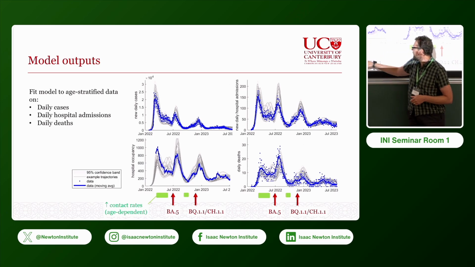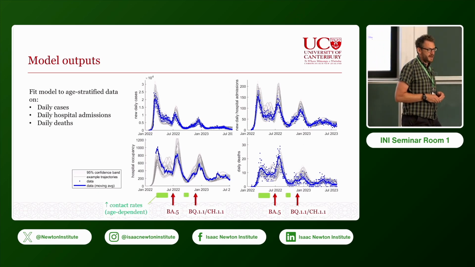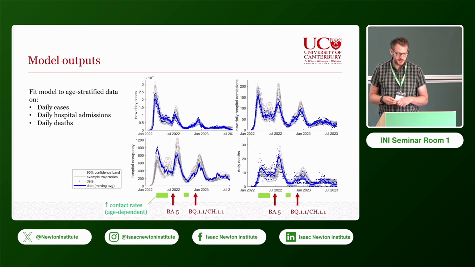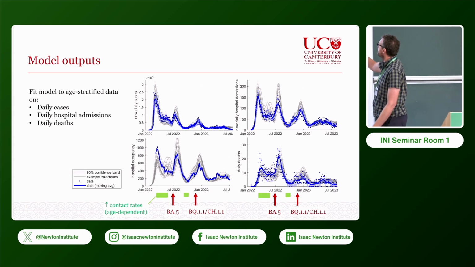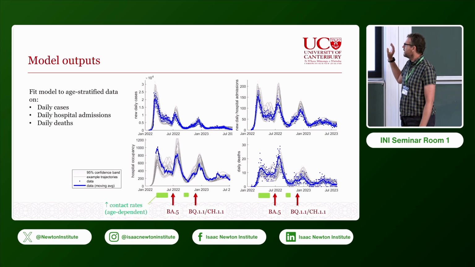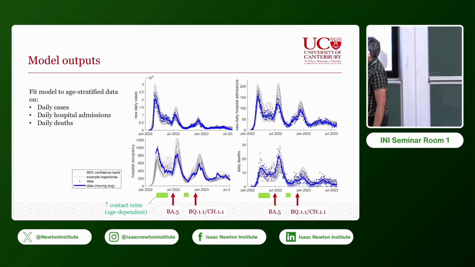And then also a couple of new variant effects, the main one being the BA5, and then a smaller one associated with BQ and CH variants later on in 2022. Okay, so overall these show the fit that we managed to get to the data. We're just fitting this with an ABC type approach.